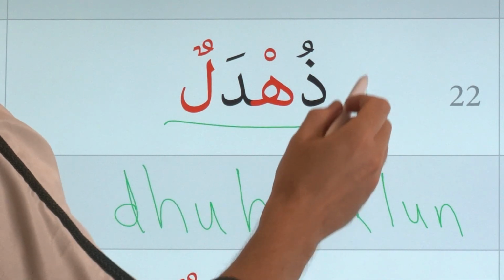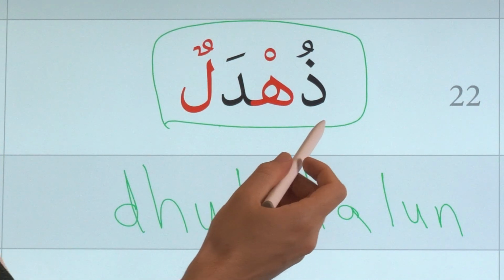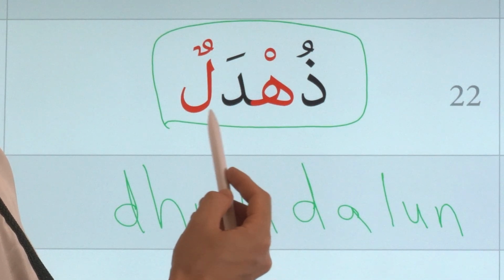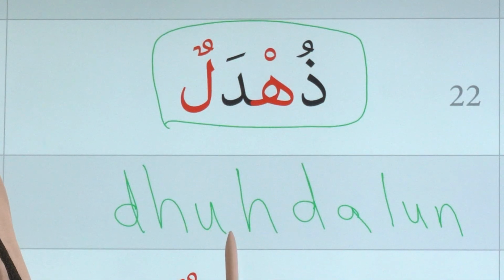So now if we pronounce all of these letters with harakat together, it would be Dhu, Hda, lun.